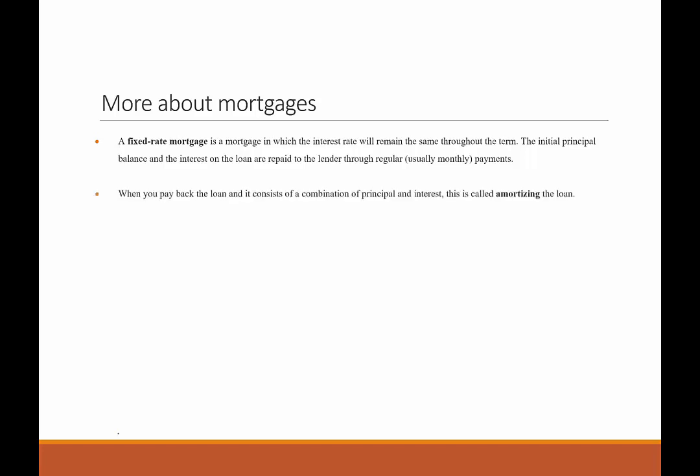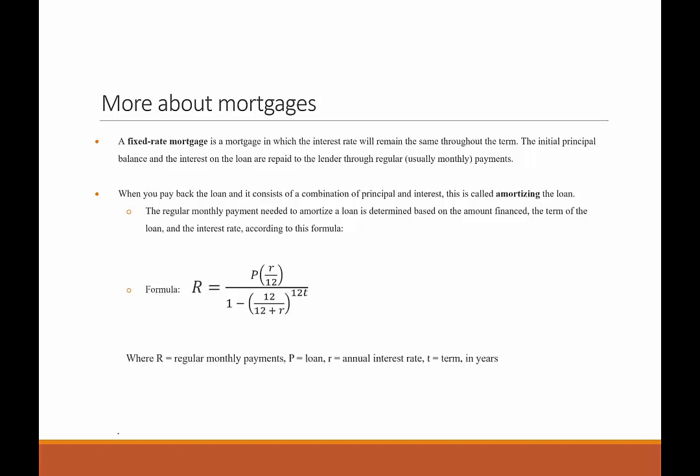When you pay back the loan, and it consists of a combination of principal and interest, this is called amortizing the loan. The regular monthly payment needed to amortize a loan is determined based on the amount financed, the term of the loan, and the interest rate according to this formula. So we have this formula here where R is our regular monthly payment, that's uppercase R. P is the loan amount or the principal. r is the annual interest rate. And remember that interest rate is usually given as a percent.